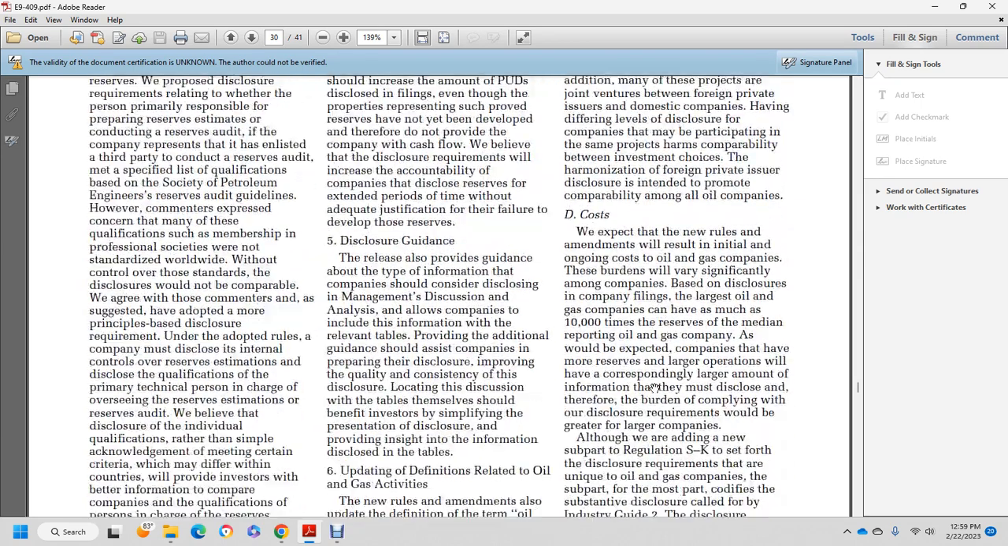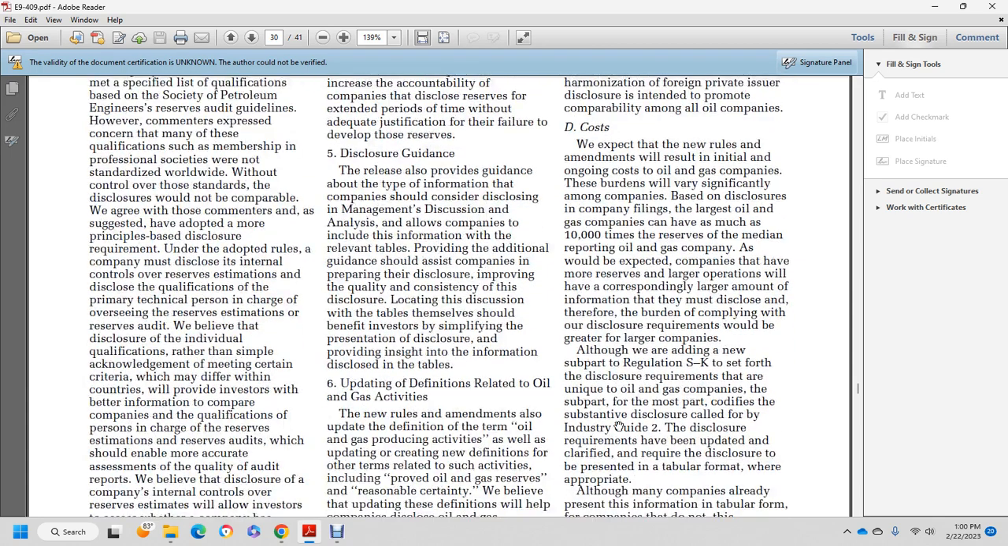D. The costs. We expect the new rule amendments to affect the initial and ongoing costs of oil and gas companies, and the burden to vary by a significant amount among companies based on their disclosure. The largest oil and gas companies have as much as 10,000 times the reserves of the median reporting oil and gas company, so we would expect companies with larger operations to have a correspondingly larger amount of information to disclose, and therefore the burden to comply with the disclosure requirements would be greater for larger companies.